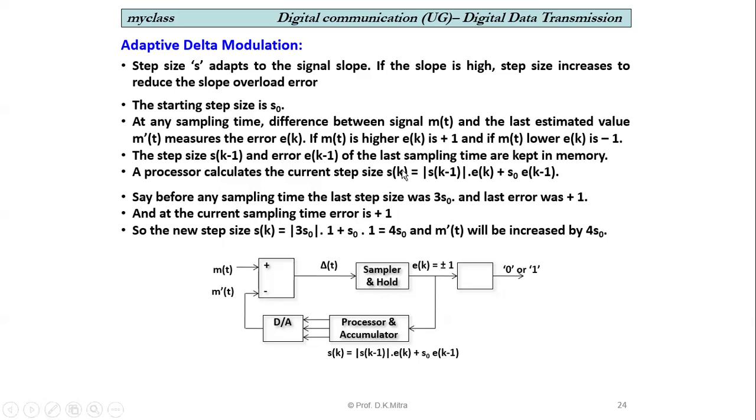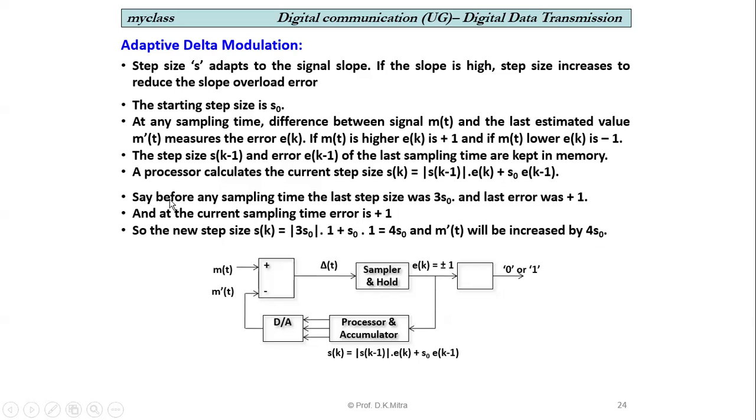The present step to be taken, sk, is sk minus 1, that means the last step size, multiplied by ek, the present error plus 1 or minus 1, plus S0, a standard value of the system, times ek minus 1, the last error. At this moment, you may find it a little bit clumsy, but I will explain how with this equation we can do the job.